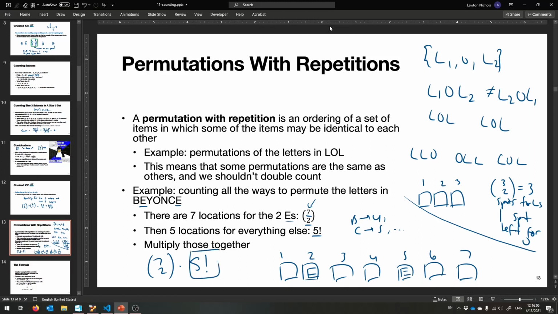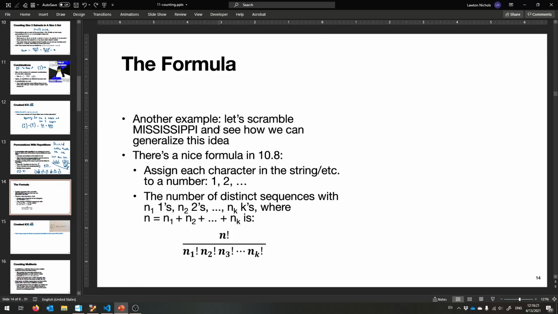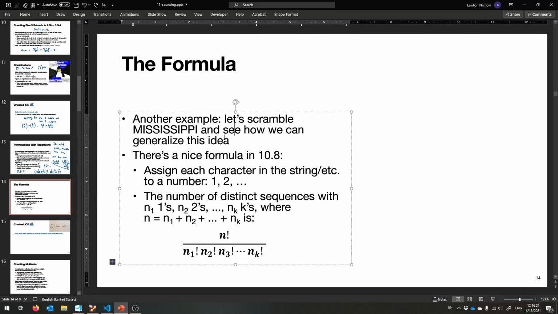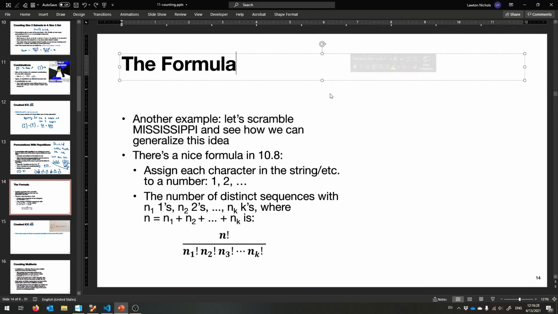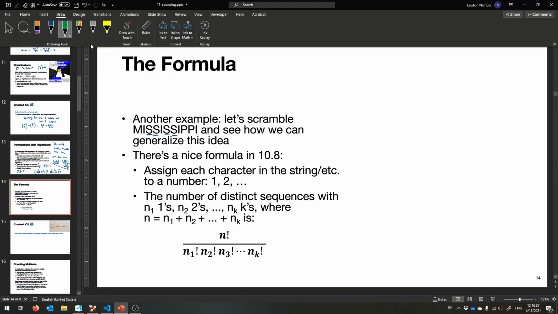You have to use permutation knowledge and combination knowledge to get this, because you don't want to overcount permutations with repetitions. And so there's actually a formula for this. There's an even fancier formula. So let's try this another time, and then see if we can generalize this idea. So let's do Mississippi. You've got 4 S's that are doubled up. You've got a bunch of I's.